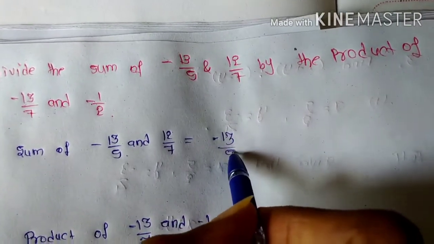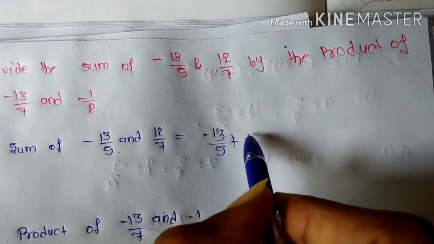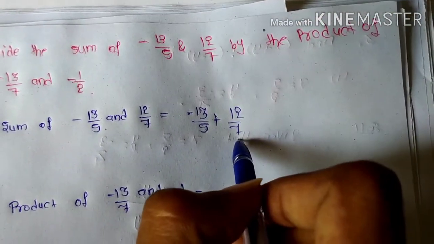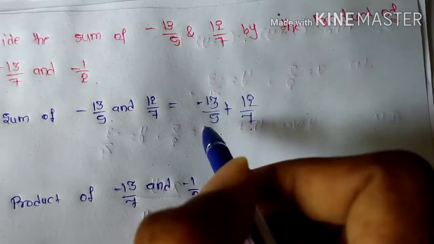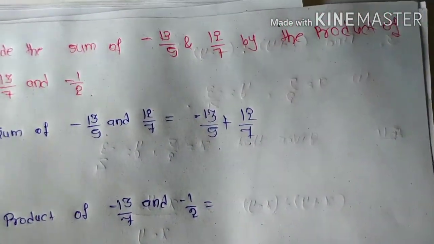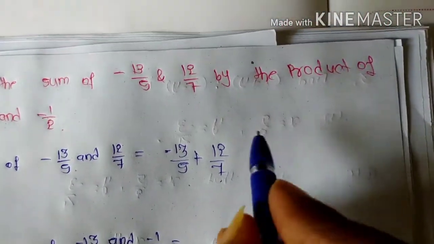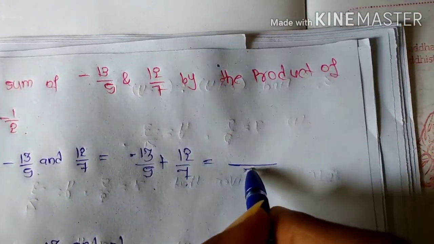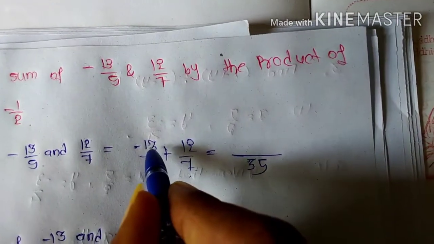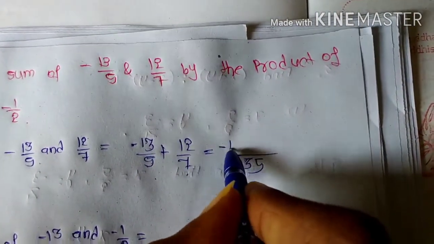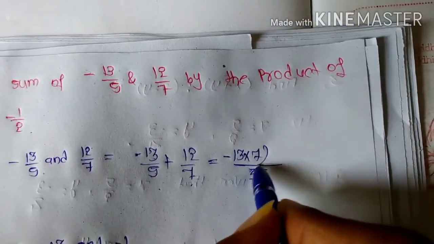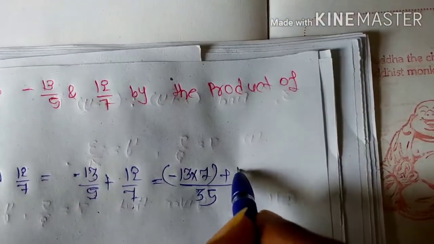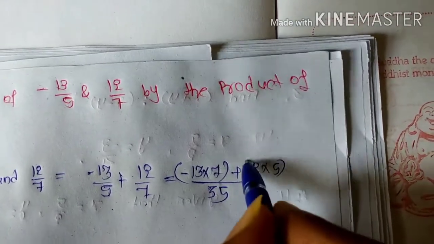I am writing here minus 13 by 5 plus 12 by 7. Just observe that these two are unlike fractions, so you can do cross multiplication or LCM, whichever is better. I am doing cross multiplication here. 5 into 7, how much? 35, you can write here. Next you can write 13 into 7, plus 12 into 5.